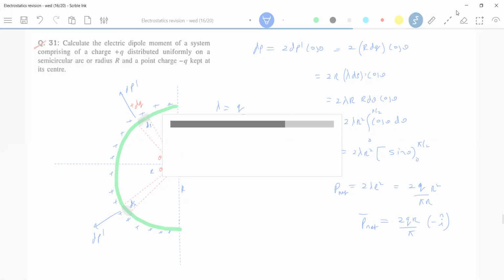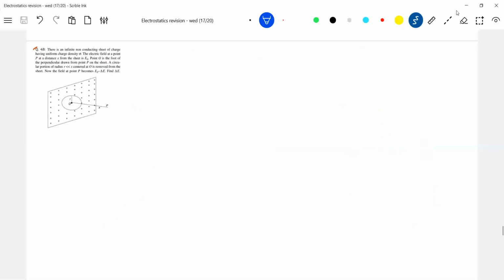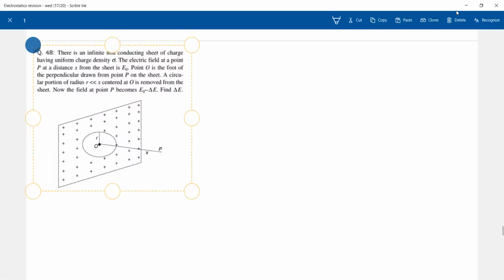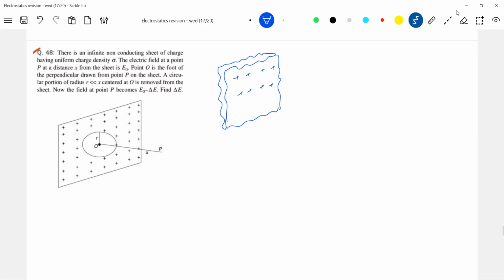Okay, we'll take one more, the last. There's an infinite non-conducting sheet of charge. So for a large sheet, what is the assumption? This will be a large sheet. Everywhere charge is present. Then what is the field strength? The field strength is given by E equal to E1 equal to sigma by 2 epsilon naught.